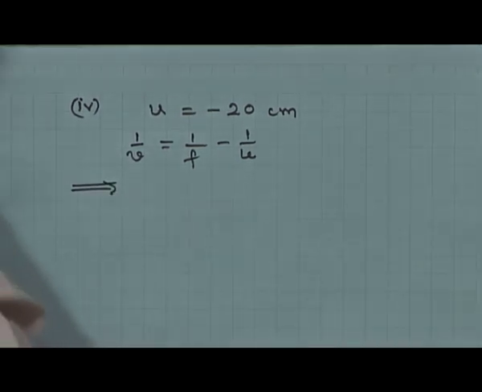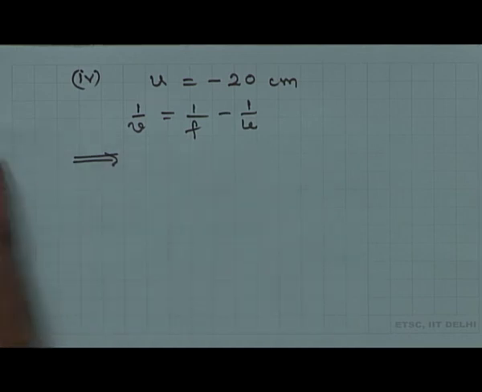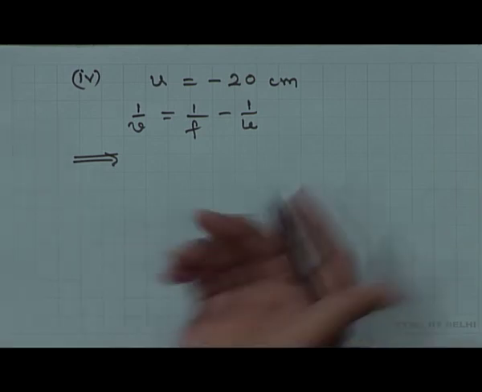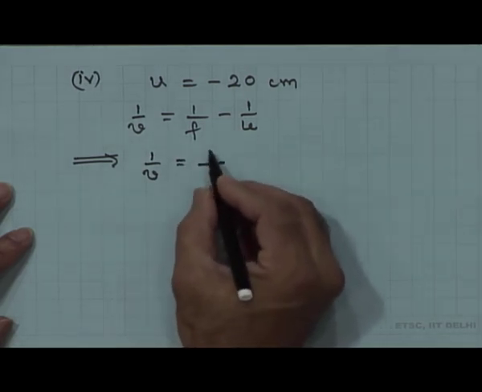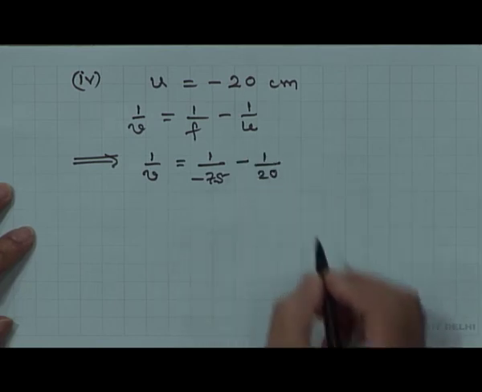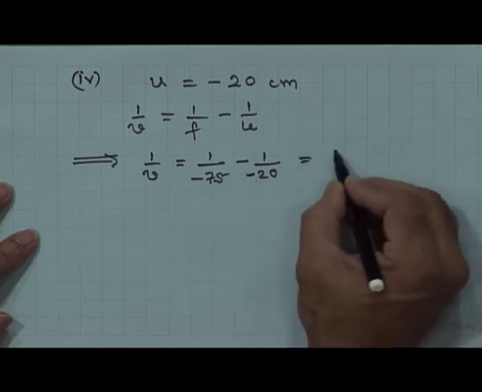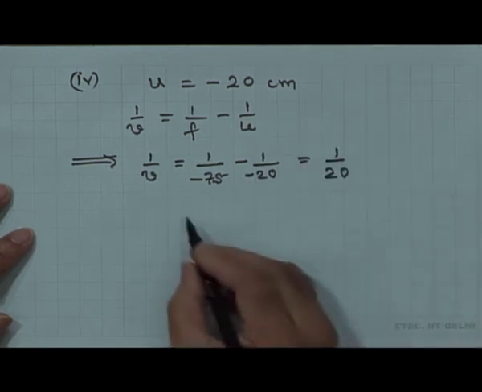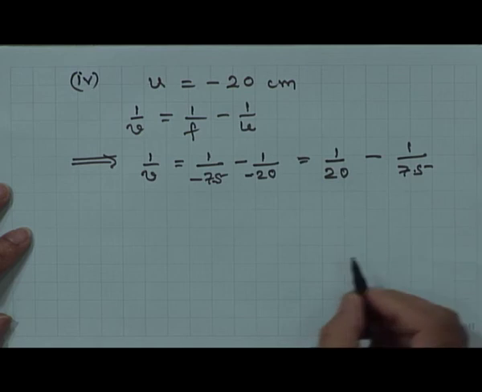Substituting should give you v. Let me check whether I have the answer. All right, it does not matter, we can find it out immediately. So, 1 over f is minus 7.5, minus 1 over 20 for u equal to minus 20, which is equal to 1 by 20 minus 1 by 7.5 here.